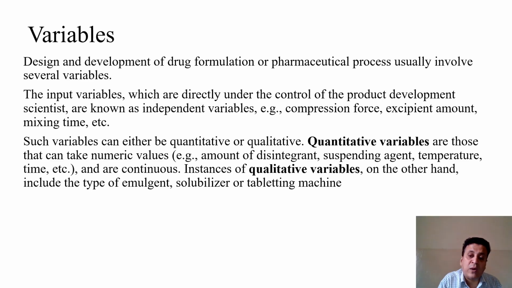These variables can be quantitative depending on the quantity, like percentage of the excipients, कितना amount of disintegrant add कर रहे हैं, कितना temperature हम रख रहे हैं, time कितना लग रहा है जिसे हम measure कर सकें, वो कहलाते हैं आपके quantitative. दूसरे होते हैं qualitative on the other hand, which include the type of emulsifying agent, the type of solubilizer, the type of the tablet punching machine.